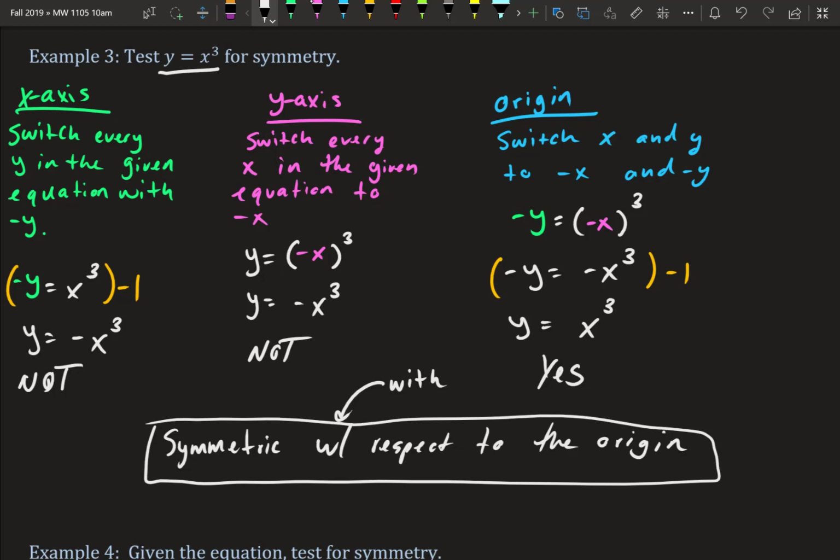All right, so no matter what, we have to test all three. And you can have multiple. You can have none. You can have all three be symmetric. It doesn't matter. So you can have a multitude of types of answers. You can have x-axis, y-axis, origin, or x-axis and y-axis, or origin, or none of them.